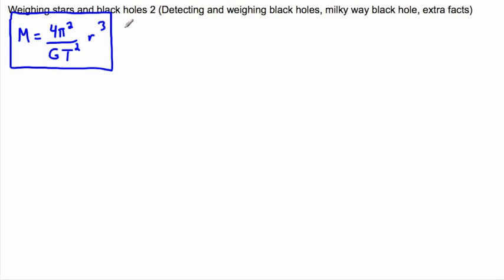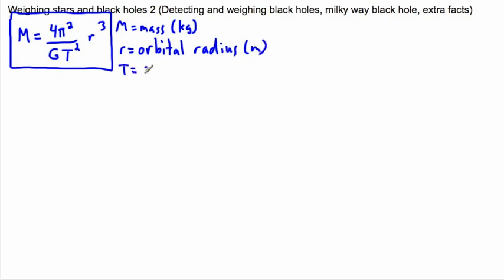So M here is the mass of the object we're looking for. In this case, it's in kilograms. Don't forget that r, that's the orbital radius, because we're going to assume it's a circle, even though we know it's an ellipse. And we'll do the orbital radius in meters. And T, that's the orbital period. In other words, that's how long it takes to go all the way around in one circle. That's going to be in seconds. Remember that G is equal to 6.67 times 10 to the negative 11.